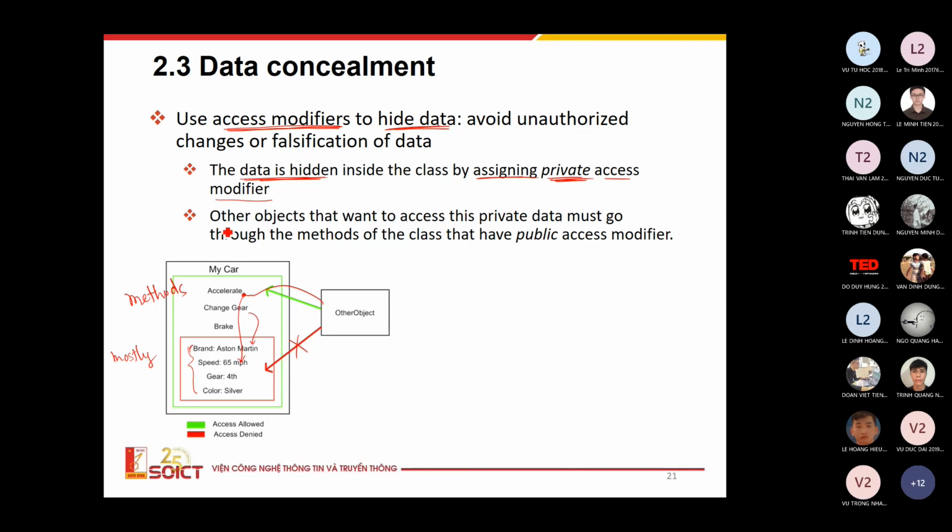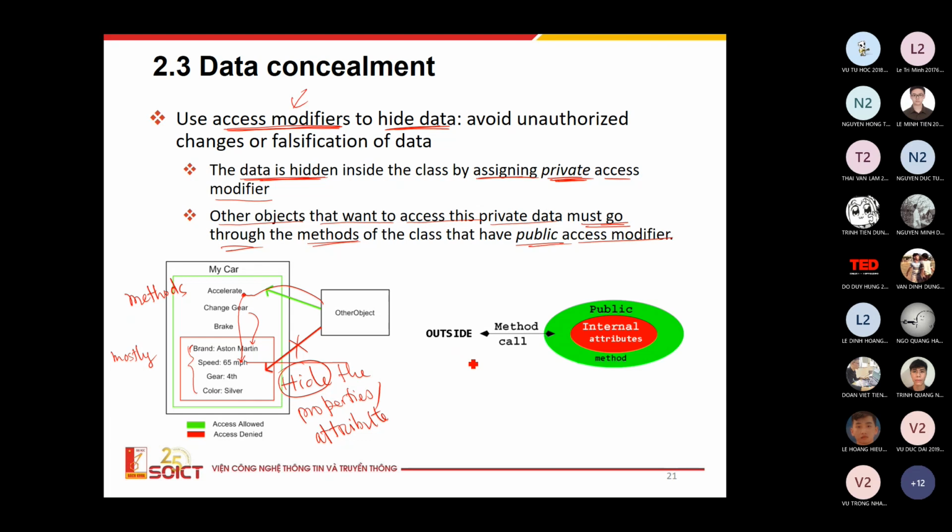Yeah, so here I say that another object that wants to access this private data must go through the method of the class that has the public access modifier. So by this way, you can hide the data, or you can hide the property or the attribute from the outside. Okay, you can hide. So this is the way to use the access modifier to hide something.